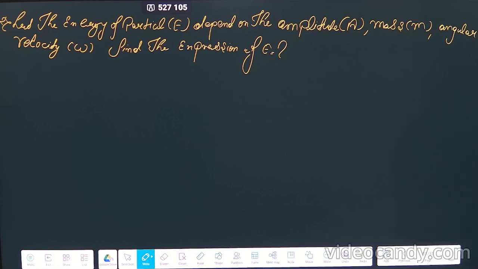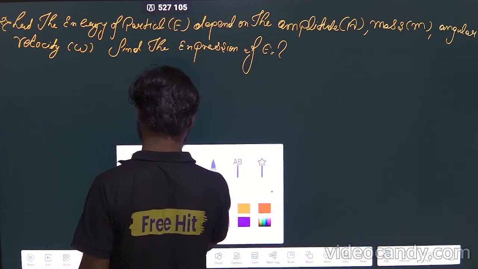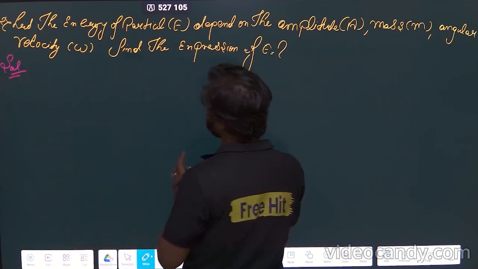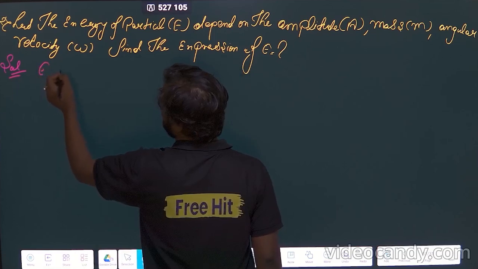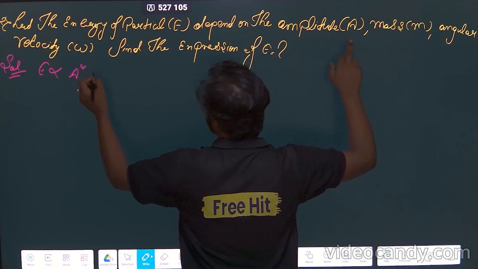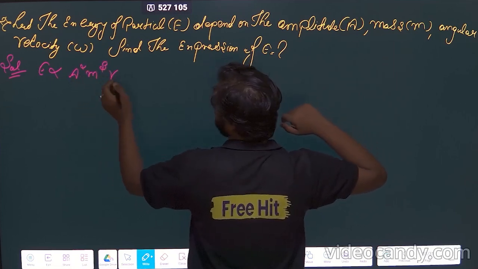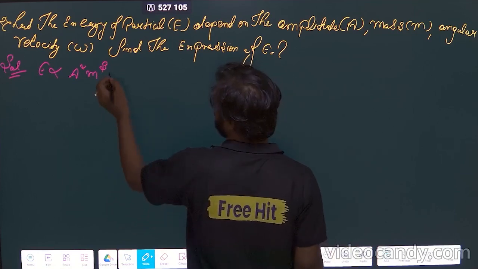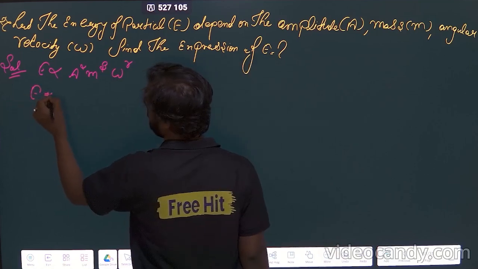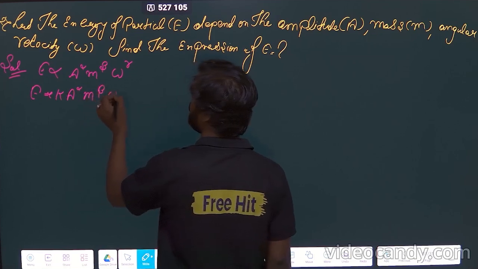So I hope everyone has done this. What you have to do is very simple. Solution: what is the first step? My energy is going to depend upon, directly proportional to, first the amplitude, that is A to the power alpha. Then mass, M to the power beta, and the last is velocity, sorry, angular velocity, not velocity, that is omega to the power gamma. Then what you have to write: my E is equal to some K A to the power alpha, M to the power beta, and omega to the power gamma.